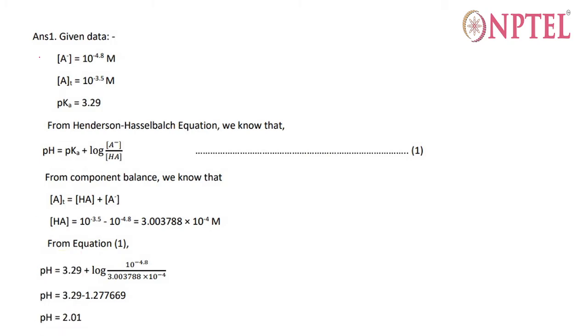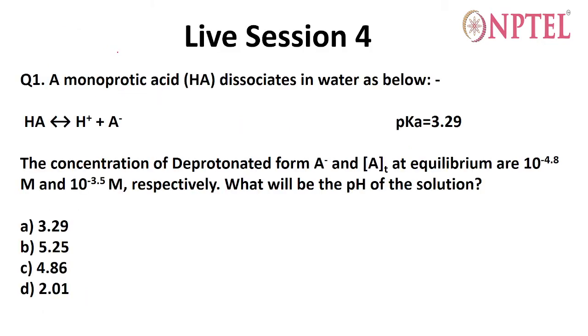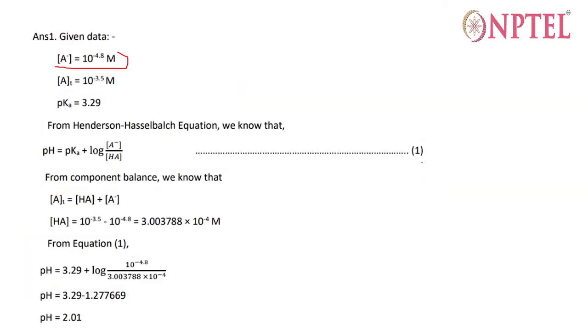So we know what is the concentration of A minus ions. It is given here, right? That is given here, 10 to the power minus 0.48, right? And what is the total A_T? So these are the given data, right? What is the total concentration of A species? That is 10 to the power minus 3.5. What is in the form of anions? That is 10 to the power minus 0.48 molar. And what is the pKa, right?